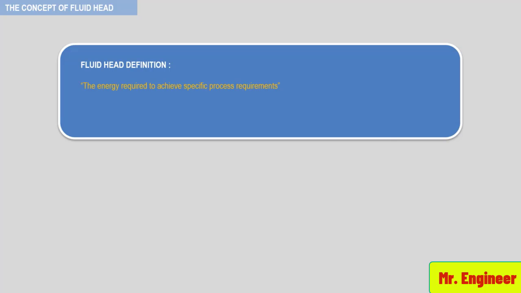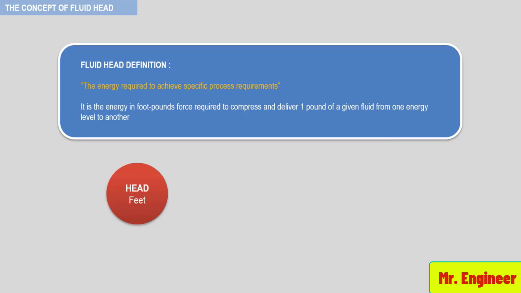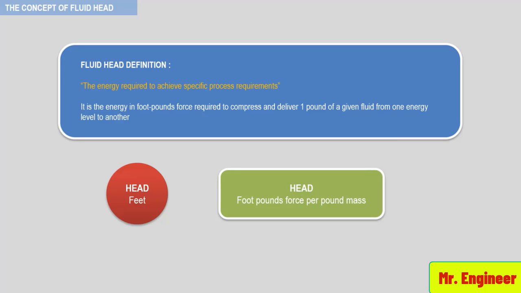Head is the energy in foot-pounds force required to compress and deliver 1 pound of a given fluid from one energy level to another. One of the confusing things about this concept is that the industry persists in defining head in feet. Head should be expressed in foot-pounds force per pound mass, or British thermal units per pound. A British thermal unit per pound of fluid is equal to exactly 778 foot-pounds force per pound mass of that fluid.